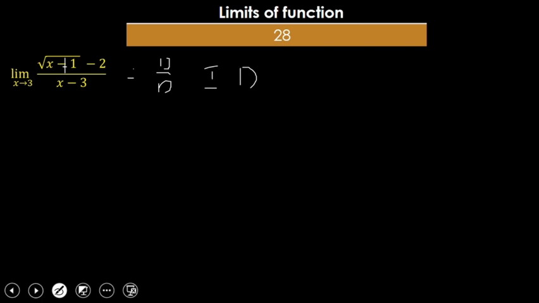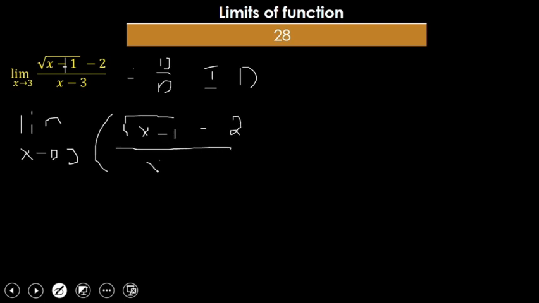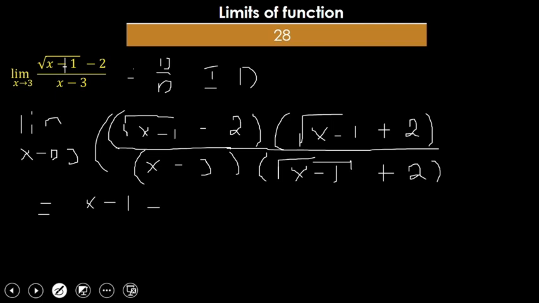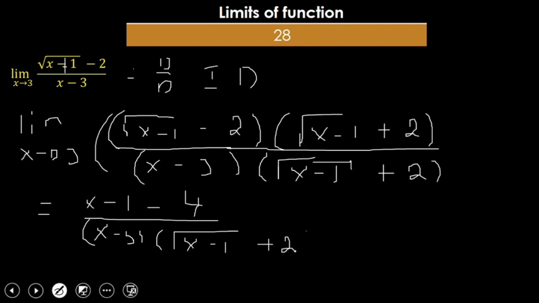We have to find the conjugate of it. The square root of x plus 1 minus 2 all over x minus 3, times the square root of x plus 1 plus 2 over the square root of x plus 1 plus 2, is equal to what? x plus 1 minus 4 all over x minus 3 times the square root of x plus 1 plus 2. This is the limit of that. This is equal to what?